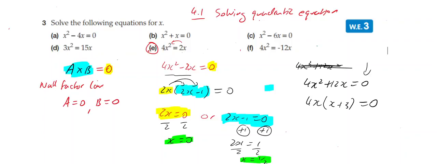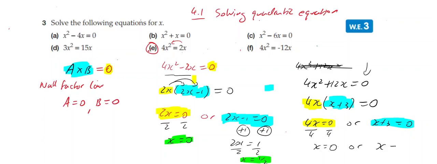Since we've got two factors multiplied together equaling 0, either this equals 0 or this equals 0. So 4x equals 0 or x plus 3 equals 0. Solving this, if you divide both sides by 4, x equals 0, or if I subtract 3 from both sides, x equals -3. So we've got our solution.